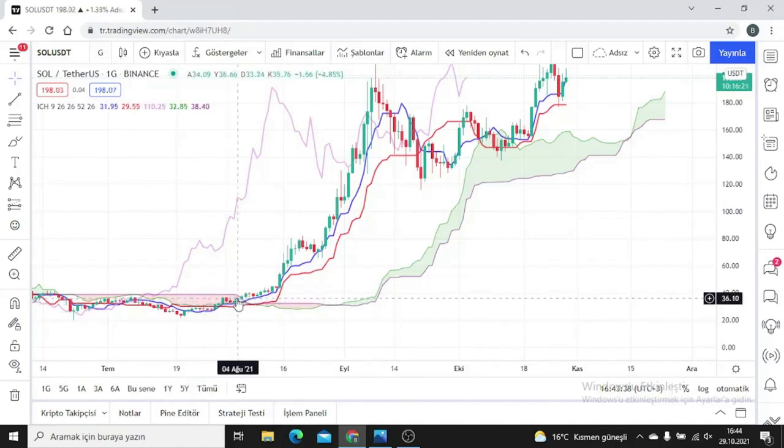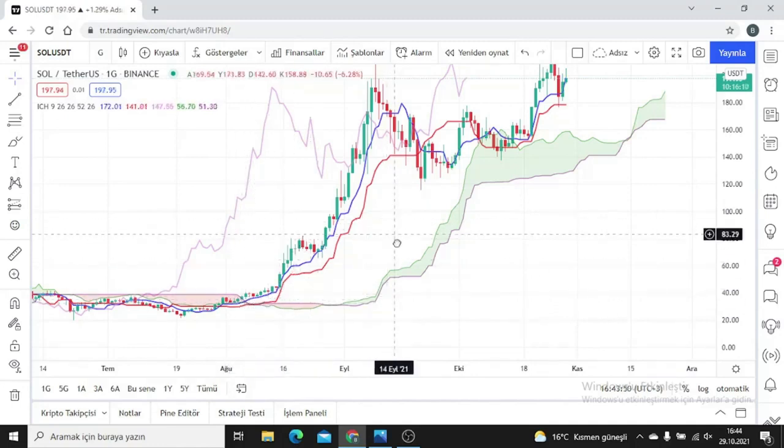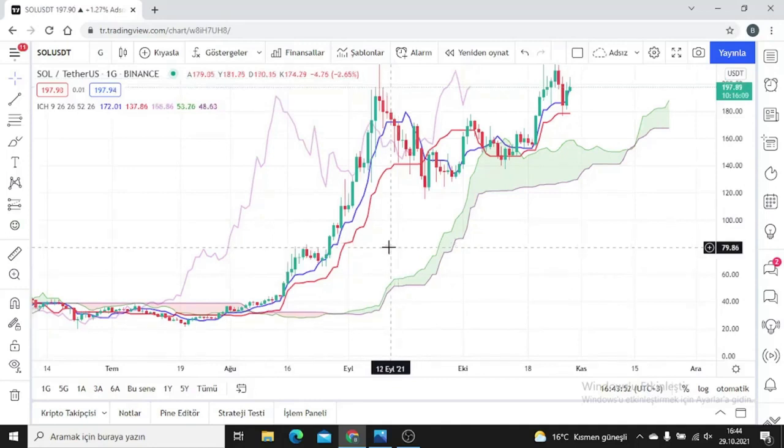And here we see that the Tenkan-sen cuts the Kijun-sen upwards and creates a buy condition. This is a one-day period anyway. I recommend using it in a daily period. I recommend using it for 4 hours. In a 4-hour, 15-minute, 1-hour period, both profit margins will be low. Also, the rate of generating false signals is high.